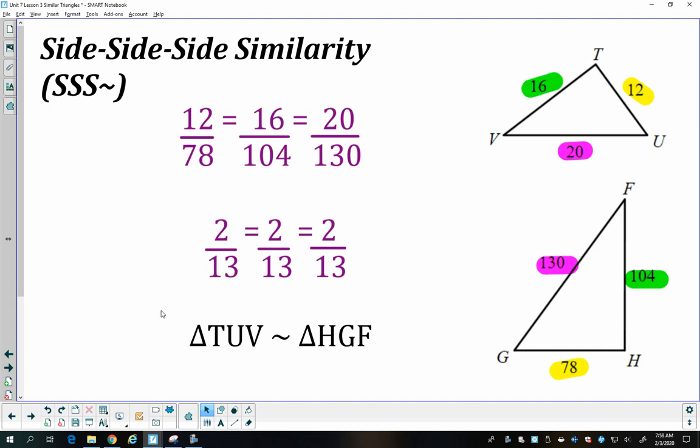Much like we write congruent statements, we need to make sure that the letters correspond to the appropriate angles. So I like to write the first name in alphabetical order, and then I write the second name as it corresponds to this first one. So TU is my smaller side, HG is my smaller side, and then V and F.